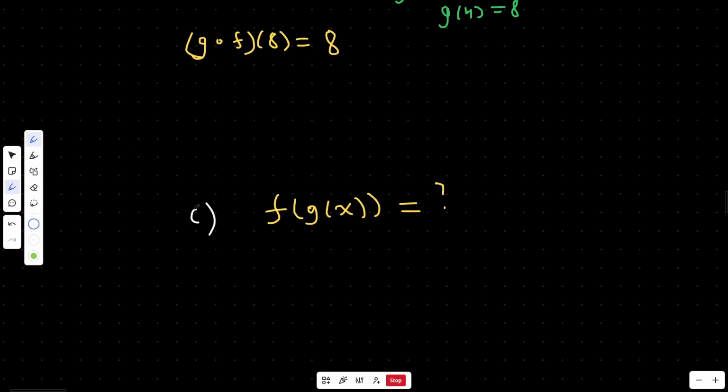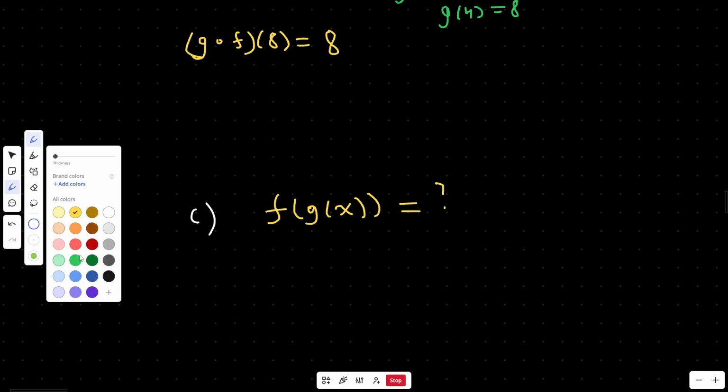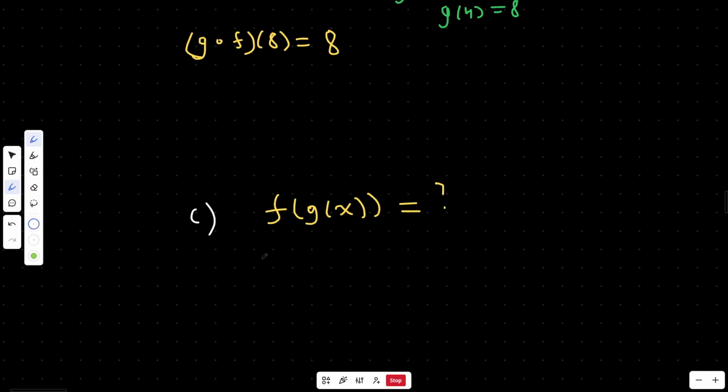Part C says evaluate f of g of x. Interesting, this isn't something we've seen before. We're asked to combine the two functions generally without stating a specific value. This shouldn't be too much of a problem. All we have to do is follow our same steps, but in this case, we're going to use the entire function g of x, not just one input.